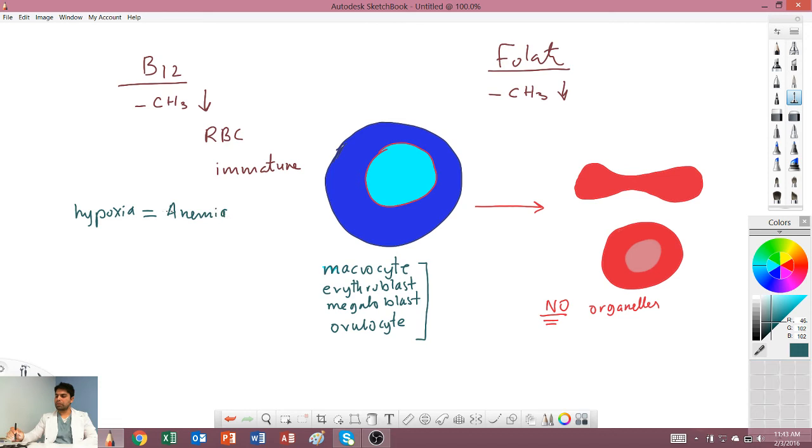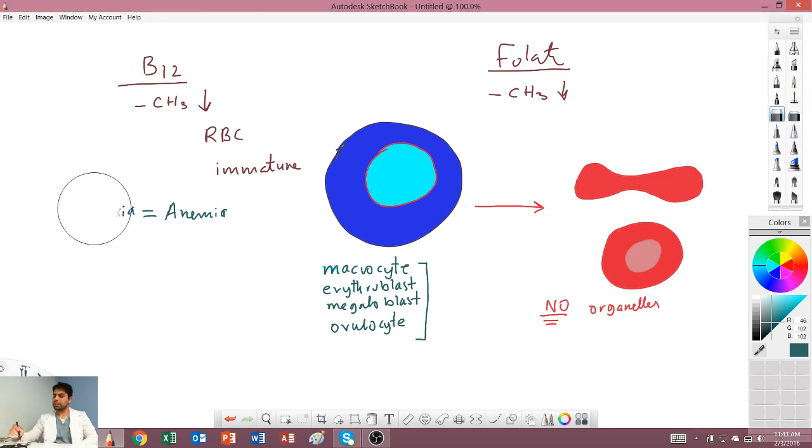You can have hypoxia due to lung problems, heart problems, breathing problems, but whenever the cause of hypoxia is RBCs, whether it's the number, shape, or activity, doesn't matter. As long as the cause is RBC, what would you call it? Anemia. So of course this will lead to anemia.